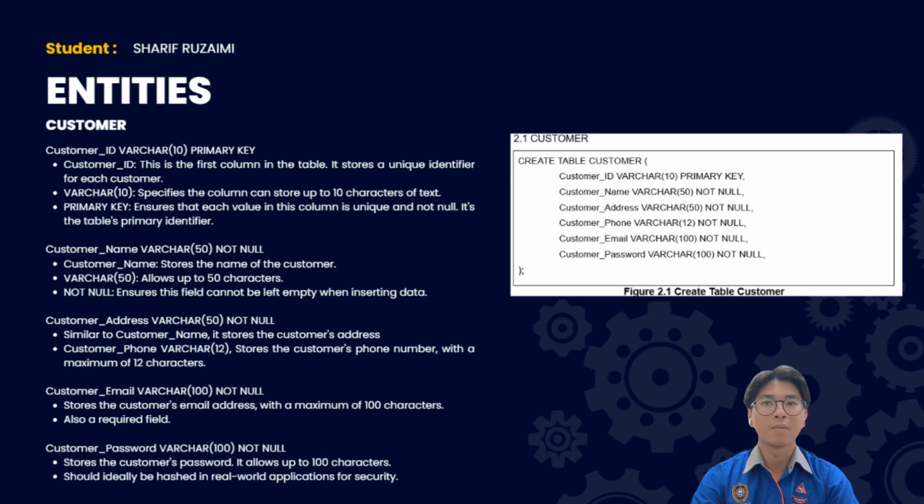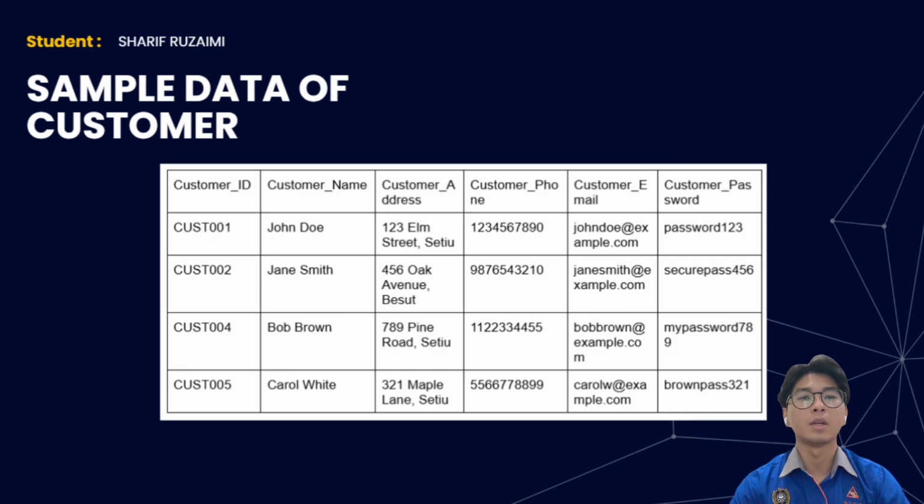Next up is customer email. It stores the customer email address with a limit of 100 characters as a varchar 100. Like the name and address, it's also a required field with not null. Finally is customer password. This column holds the customer password, allowing up to 100 characters. For security, passwords should ideally be hashed in real-world applications. You can see behind me is a sample data of customer.